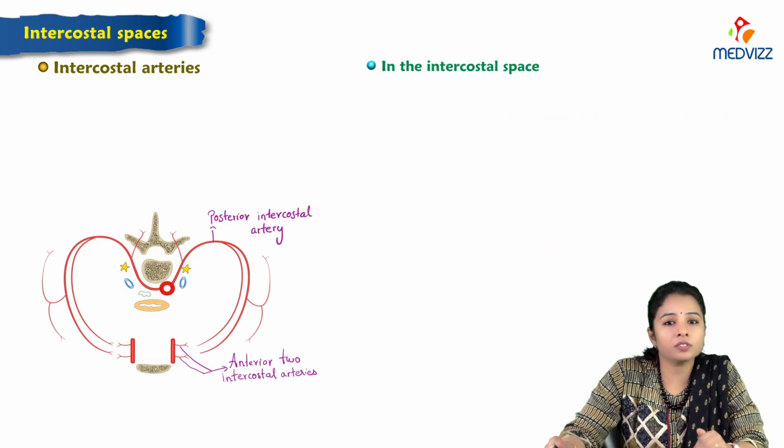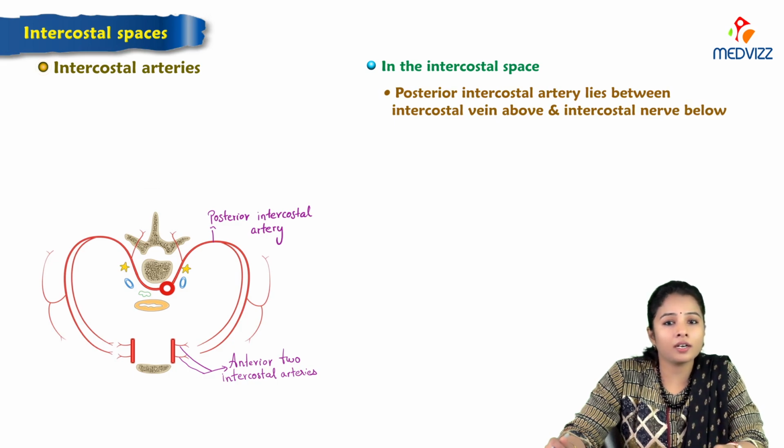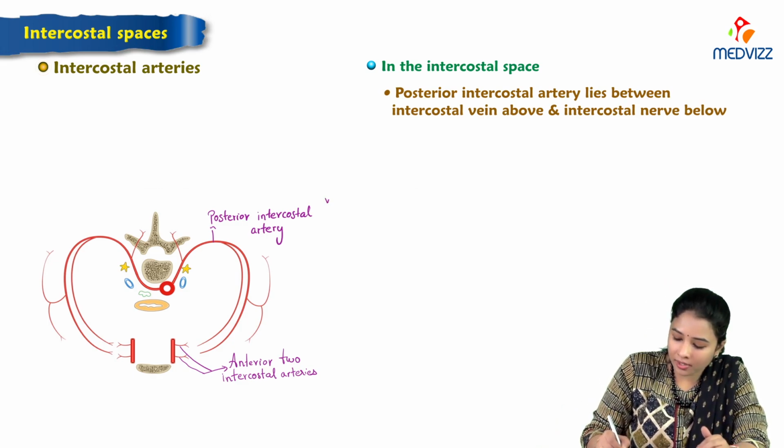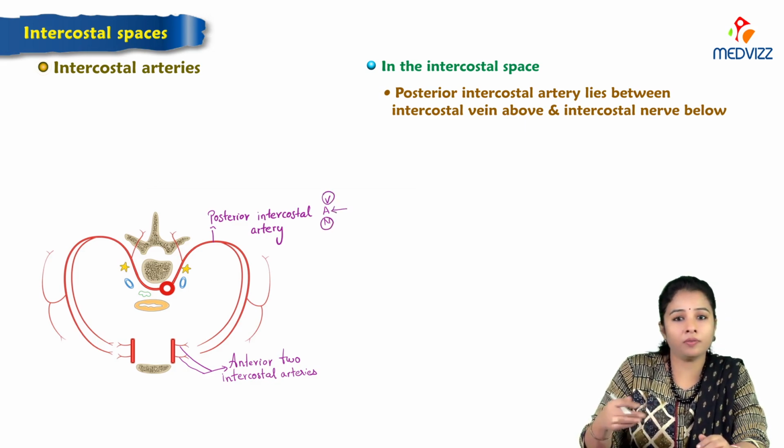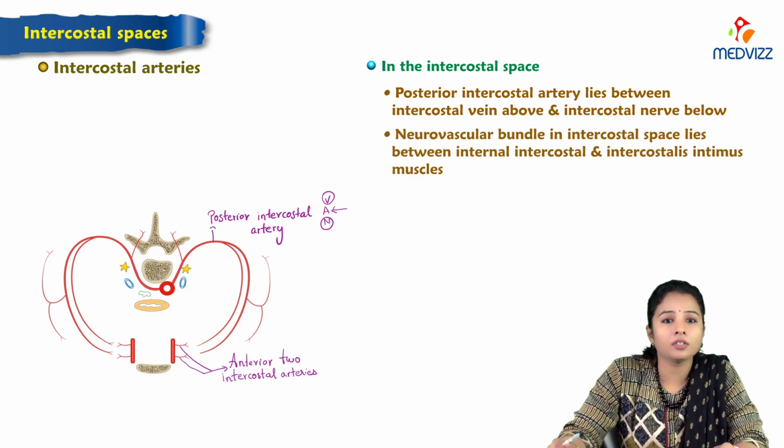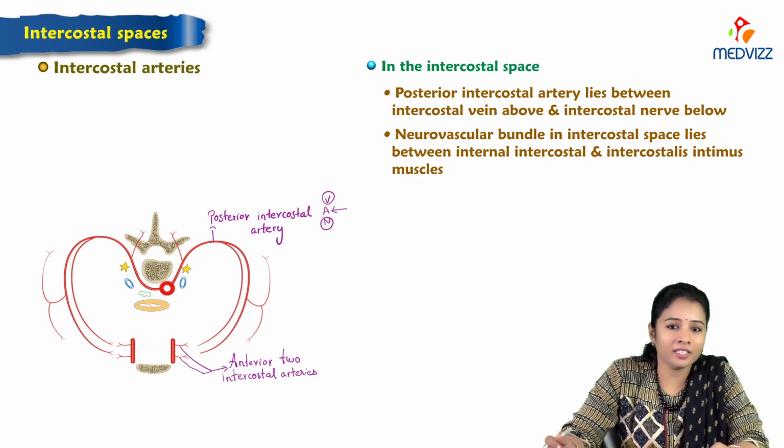In the intercostal space, the posterior intercostal artery lies between the intercostal vein above and the nerve below. We know the structures are there, VAN. So vein is above and nerve is below. The artery is sandwiched between vein and nerve. So the neurovascular bundle in the intercostal space lies between the internal intercostal muscle and intercostalis intimus.